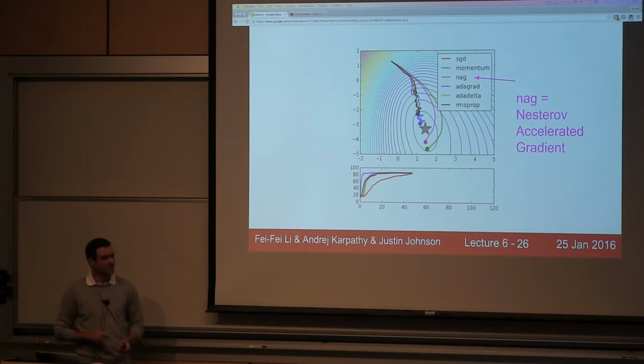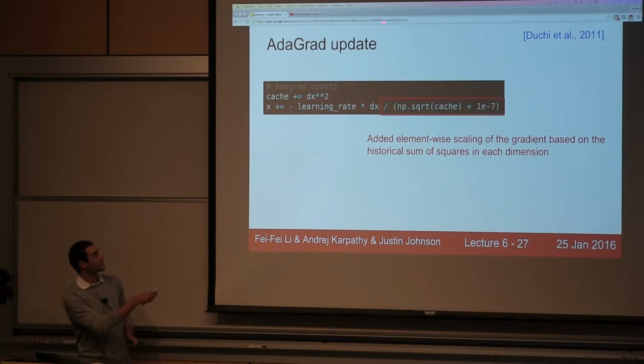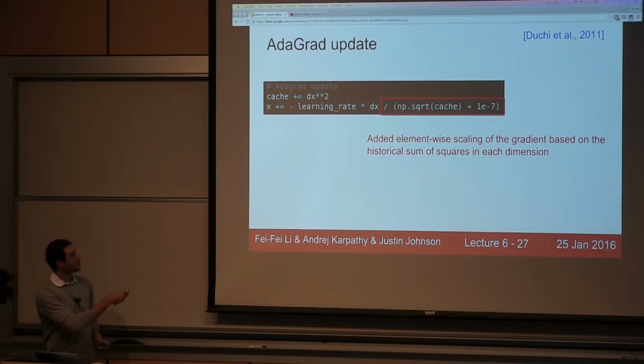Okay, so let me jump into another update that is very common to see in practice. It's called Adagrad, and it was originally developed in the convex optimization literature, and then it was ported over to neural networks, and people sometimes use it. So the Adagrad update looks as follows. We have this update as we normally see. This is just basic stochastic gradient descent: learning rate times your gradient. But now we're scaling this gradient by this additional variable that we keep accumulating.